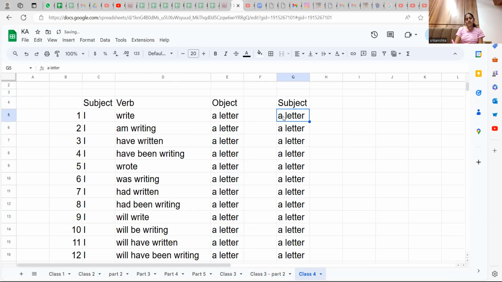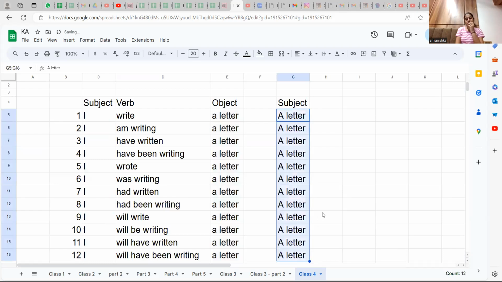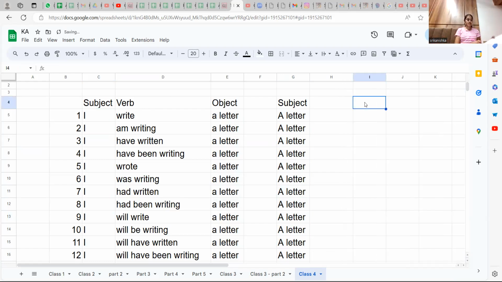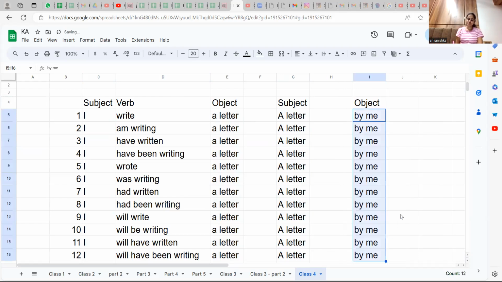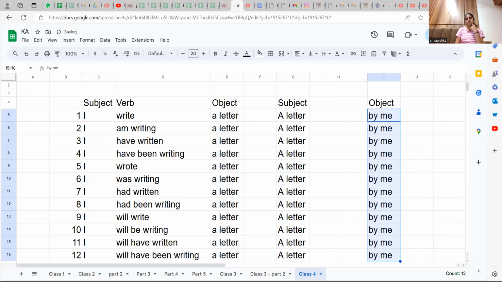So you are going to have this letter capital because it's the first letter of the sentence. This subject becomes the object. In this case, here the actor will take precedence, here the action will take precedence. So it is going to be by me. I becomes by me when it moves to object. So subject is changing, object is changing, and of course the entire verb is going to change, but the meaning will not change.